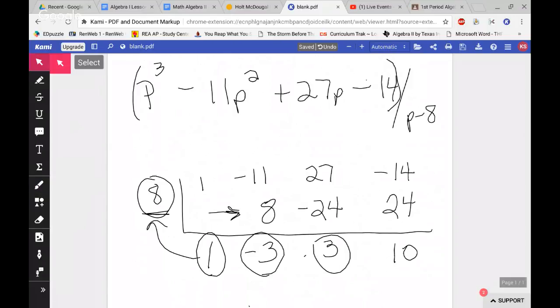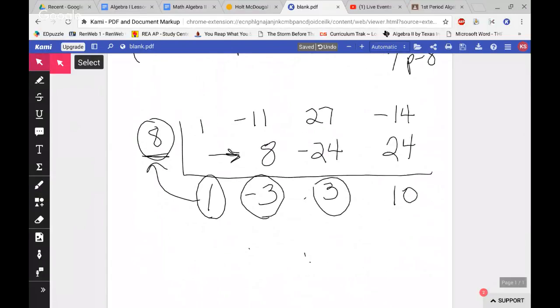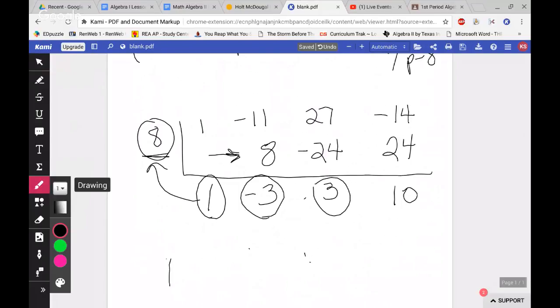All right. When you write it out, it should read p squared, or 1p squared, minus 3p, then that'd be plus 3, and then that'd be plus 10, over, what was the original? Was it p minus 8? Yes. So that would be it.